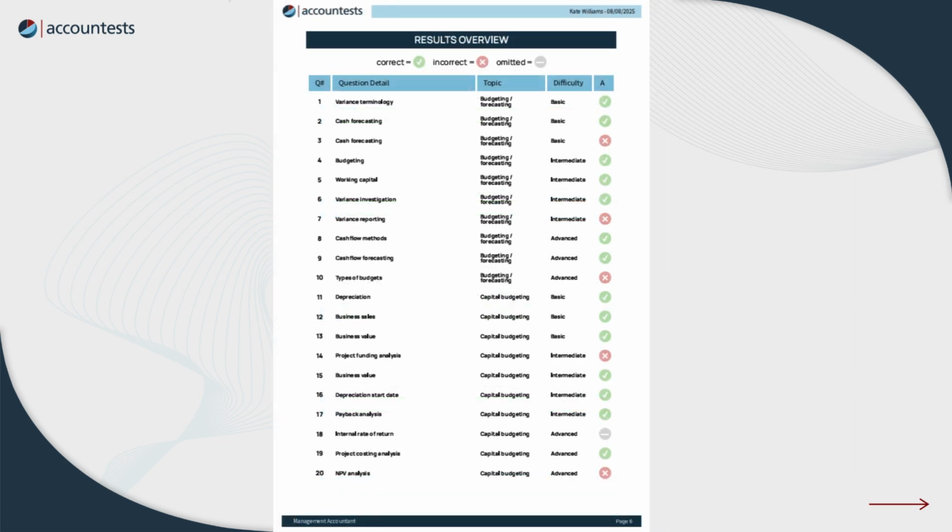On the next page, we go through question by question. So what was the question about? Which topic was it in? Did the candidate get it right or wrong? And if there is a grey circle, that means that they didn't answer the question.